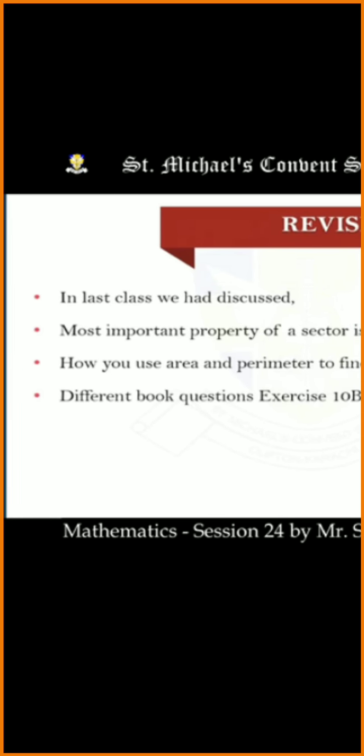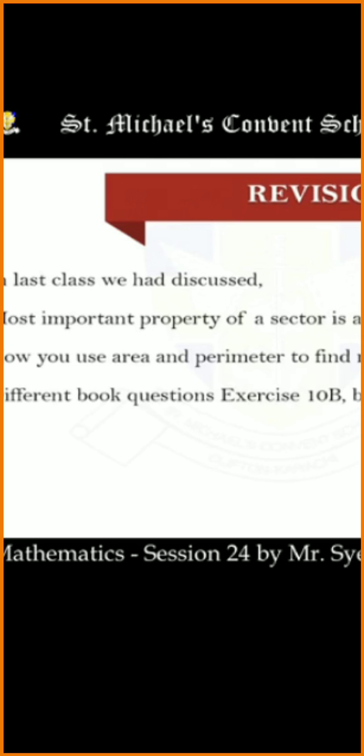Important property of a sector: if you know the value of radius and the value of angle, then you can find anything of the sector we had discussed in the last class. How do you use area and perimeter to find the radius and angle? In the last class I told you that it is a reverse way to use your working formula, and we attempted some questions of the book, right?